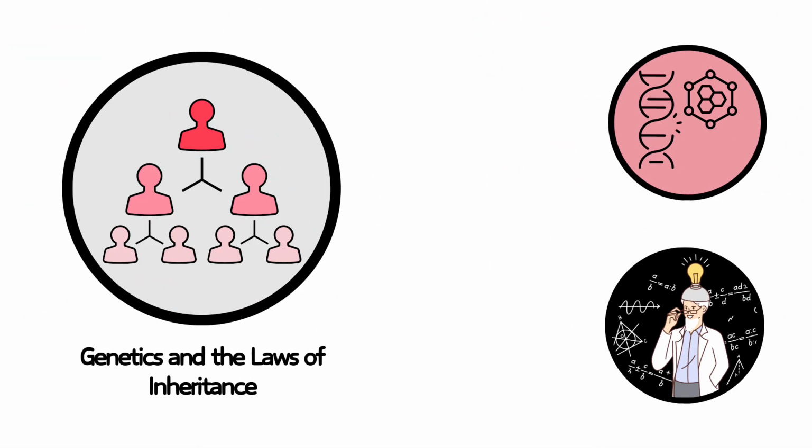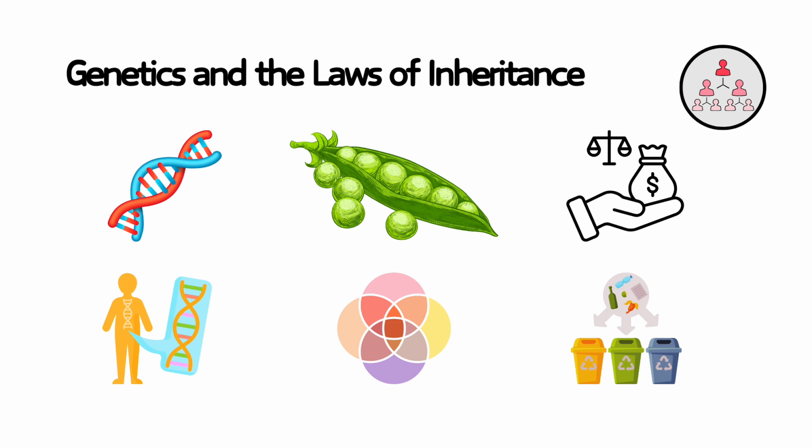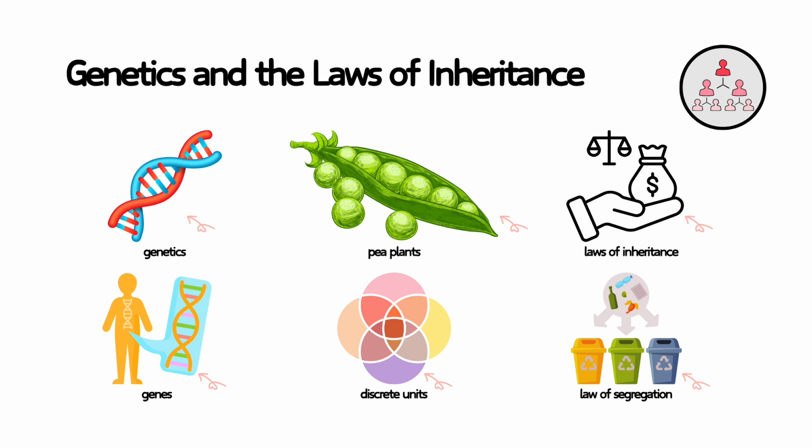4. Genetics and the laws of inheritance. Gregor Mendel, a 19th-century monk, founded modern genetics with his experiments on pea plants. He discovered the fundamental laws of inheritance, which explain how traits are passed from parents to offspring through genes.